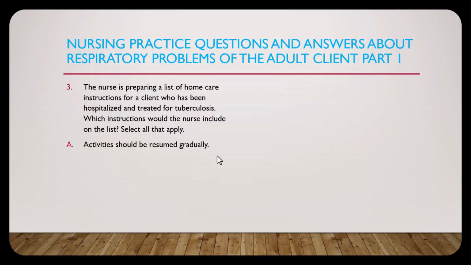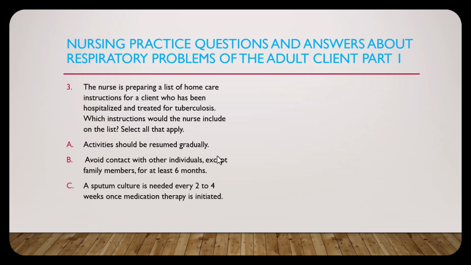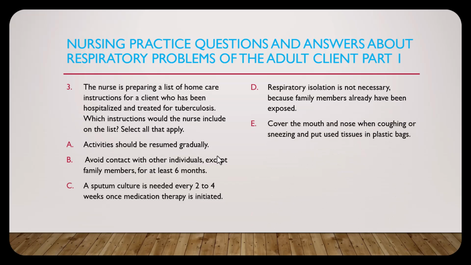Option A, activities should be resumed gradually. Option B, avoid contact with other individuals except family members for at least 6 months. Option C, a sputum culture is needed every 2 to 4 weeks once medication therapy is initiated. Option D, respiratory isolation is not necessary because family members already have been exposed. Option E, cover the mouth and nose when coughing or sneezing and put used tissues in plastic bags.